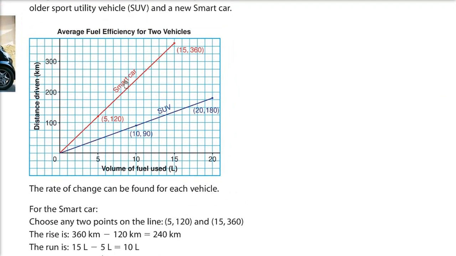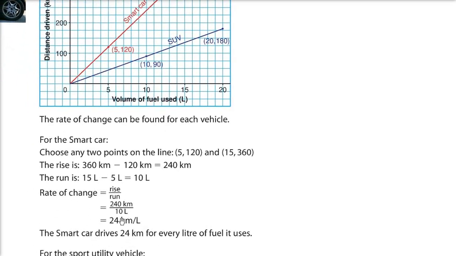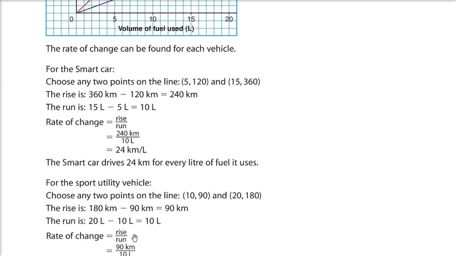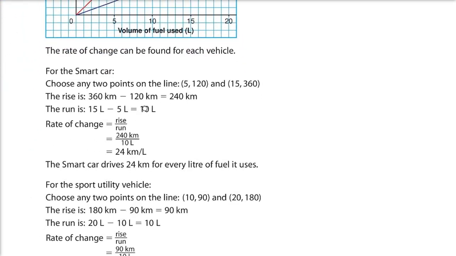The smart car has more steepness, and this is the distance. The volume of fuel used is like this. This one shows 24 kilometers in a liter. This is just 9 kilometers in a liter. So this is more efficient.